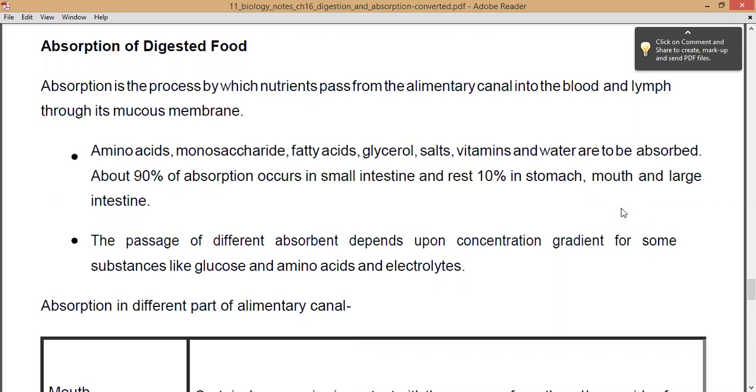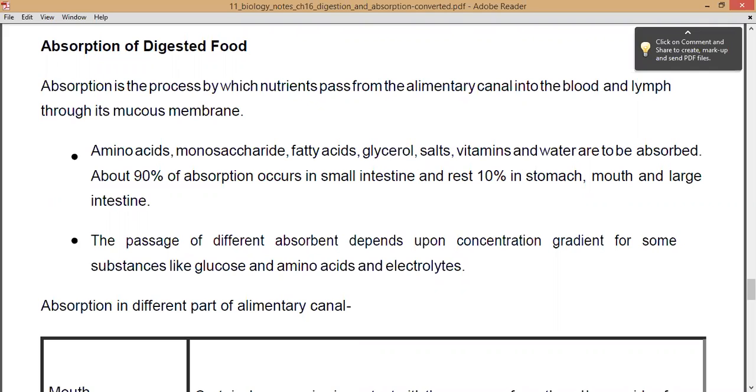Now, about 90% of the absorption occurs in the small intestine and the remaining 10% in the stomach, mouth and large intestine, right? So 90% of the absorption occurs inside the small intestine, and 10% occurs in the stomach, mouth as well as the large intestine. And in the large intestine, mainly the absorption of water takes place.